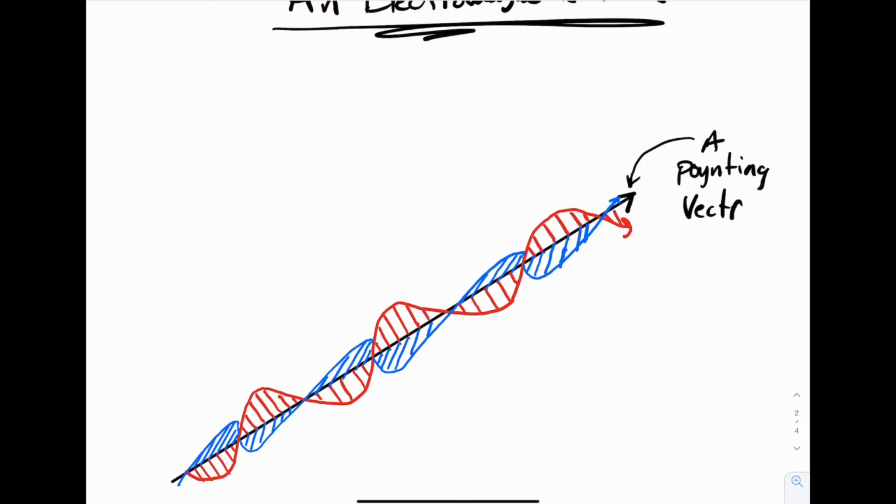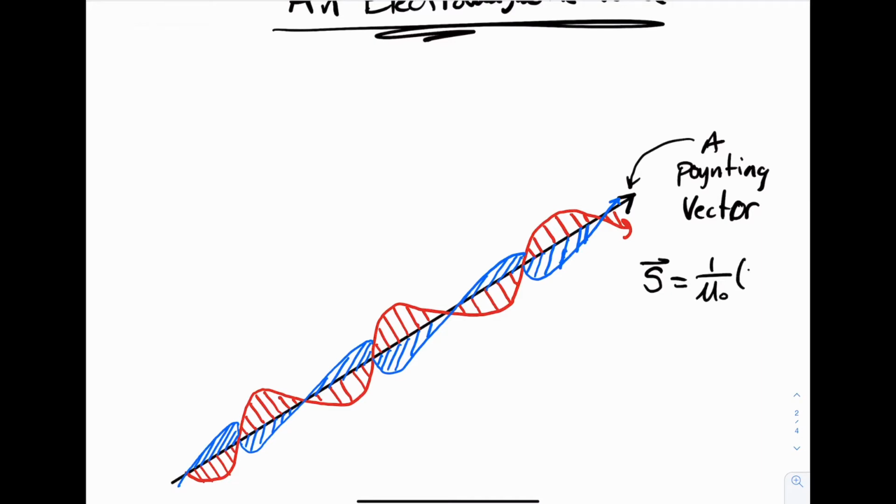It's called a pointing vector. Now, I did not misspell pointing. Poynting is the last name of a well-known physicist who came up with this. So the Poynting vector gives us the direction of propagation of the electromagnetic wave, and it can be represented mathematically like so: 1 over mu sub 0, which is the permeability of free space, times the cross product E cross B.